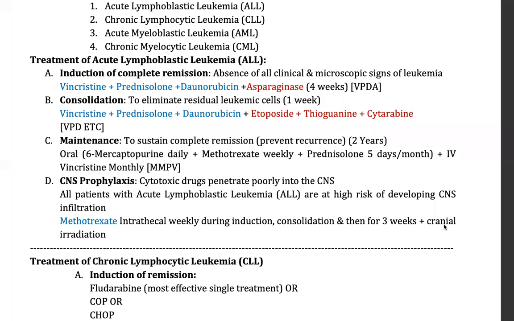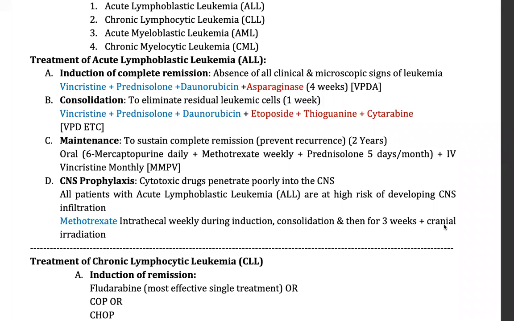So this is about the acute lymphoblastic leukemia treatment protocol. Because it is a cancer, leukemia, we cannot give only one drug. We have to give the combination therapy to prevent the resistance and to minimize the growth of cells.